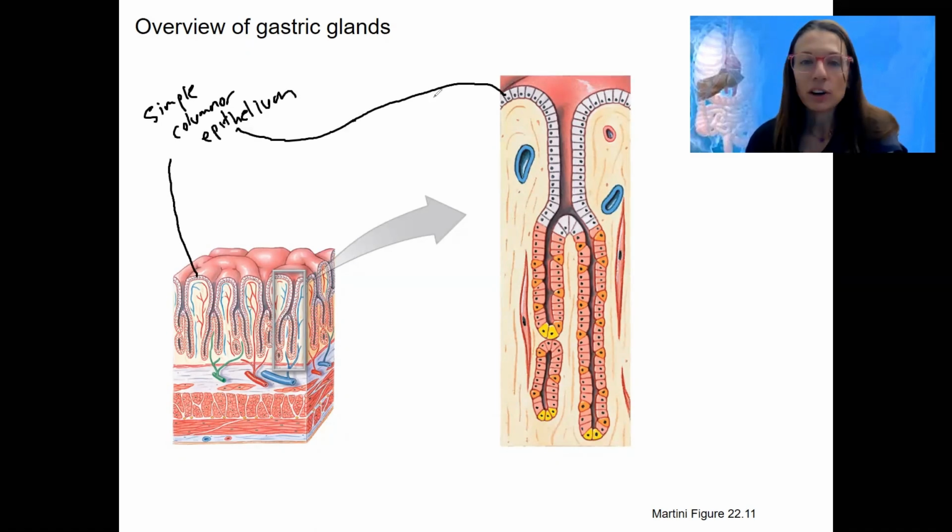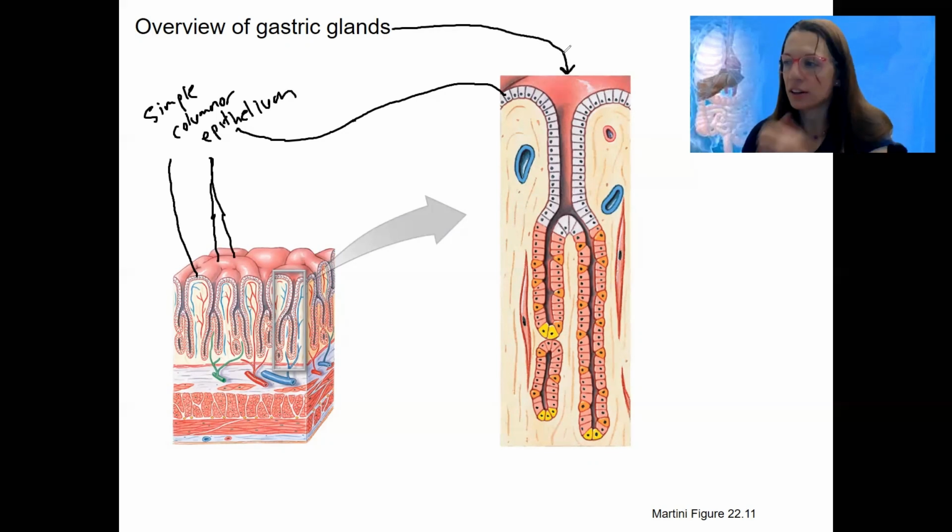This is a very protective layer up here. The stomach does not digest itself because of this protective layer on top here. So it's pretty cool. There are layers of alkaline mucus that keep the stomach from digesting itself. And the reason it might digest itself is these gastric glands produce a whole bunch of stuff that's pretty intense.